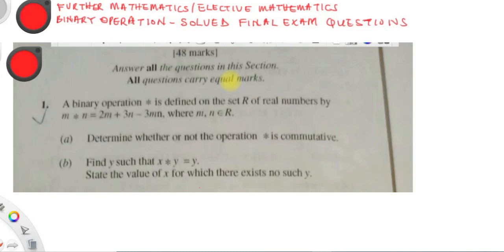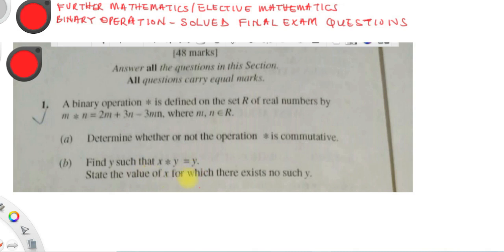Get understanding, don't memorize. This is a continuation of a series of lessons on binary operations: 12 final exam questions on binary operation in further mathematics or elective mathematics. Yes, we are still looking at binary operations. This is the theory question. So far, all the questions we've been solving are theory questions. Answer all questions in this section. All questions carry equal marks.